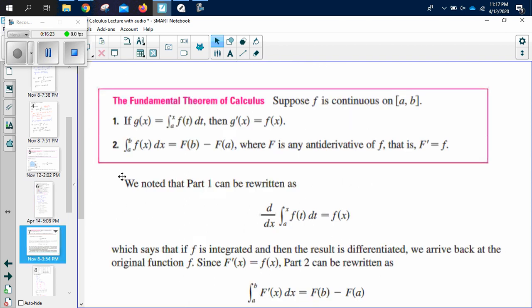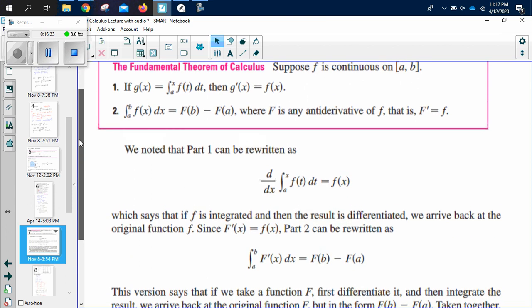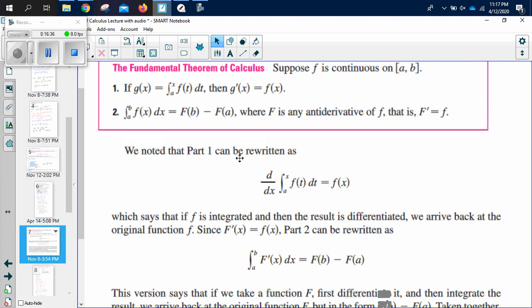Okay, so let's see what else we have. Here's just the fundamental theorem of calculus again, and this is just a page exclaiming the importance of this theorem. So part 1 can be written this way: if you take the derivative of this integral, you get back f of x, which says that if f is integrated and then the result is differentiated, we arrive back at the original function.